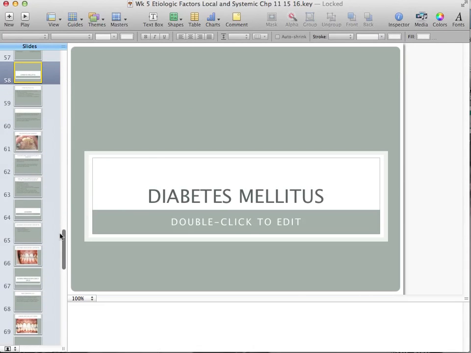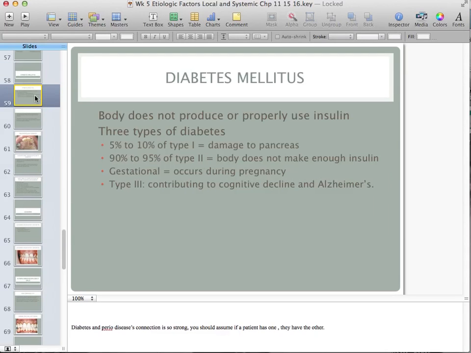So diabetes mellitus, the number one big gold standard risk factor for perio and link is diabetes. If you have a patient with diabetes, you know they're most likely going to have periodontal disease as well. What is diabetes? Well, diabetes is when the body cannot produce or use insulin correctly. So you have 3 types. Type 1, which means the pancreas is not creating insulin on its own, so there's damage to it. So these type of people are insulin dependent.